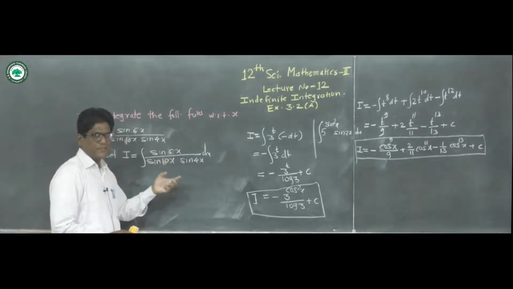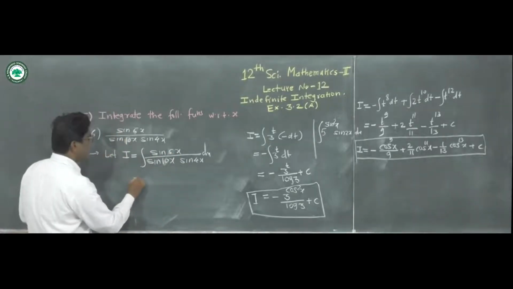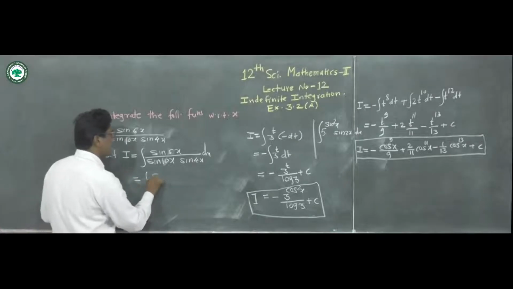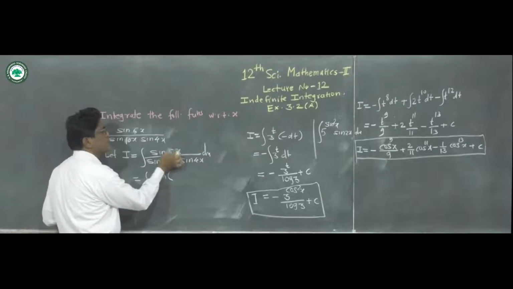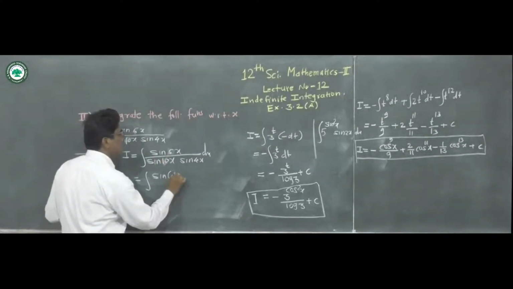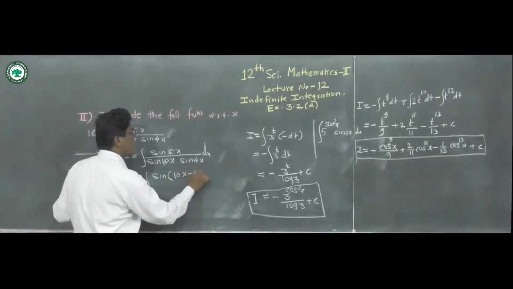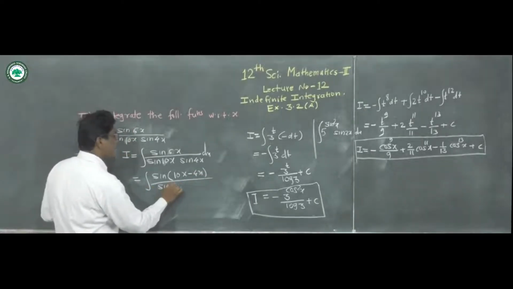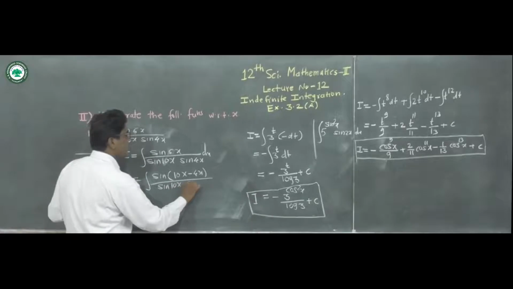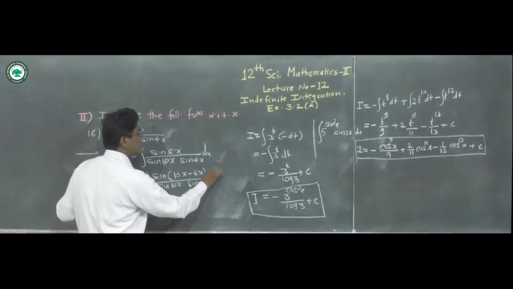So use this fact. So we get here I is equal to integration of sine of, I write here 10x minus 4x, that is equal to 6x. So 10x minus 4x divided by sine of 10x into sine of 4x dx.